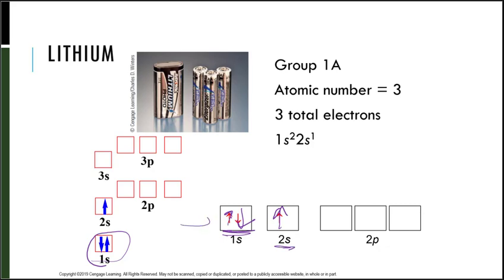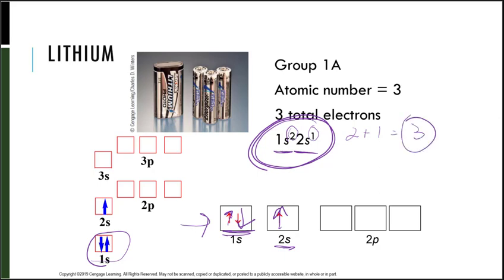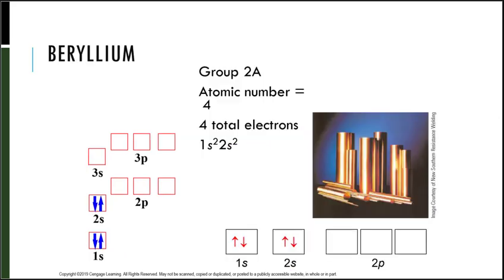That's it. This is my orbital box diagram. And I would write my electron configuration like this: 1s2, 2s1. And what's really cool, if you add the exponents, this 2 and this 1, 2 plus 1 gives us 3. That's its atomic number.